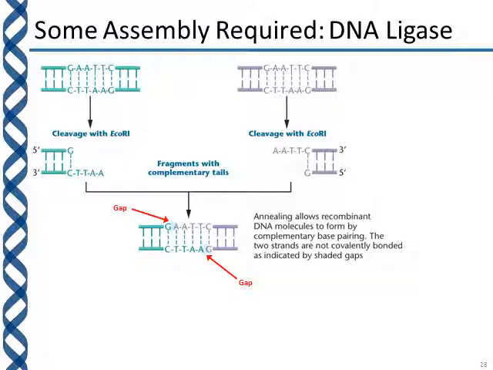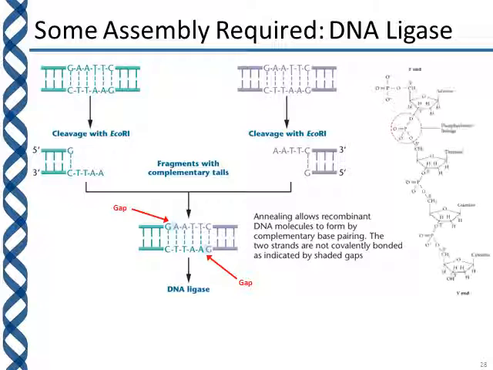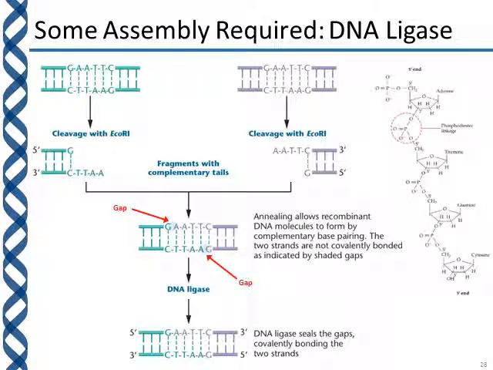So if we go back to our original diagram, we have our two pieces of DNA. They're cleaved with the EcoRI, forming fragments with complementary tails, and the annealing of the recombinant DNA molecules forms by complementary base pairs, but they're lacking the covalent bonds. However, with the DNA ligase, which we just showed forms the phosphodiester bonds, the DNA ligase seals the gap and covalently bonds the two strands of DNA.